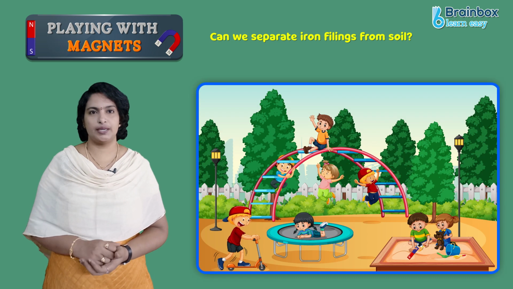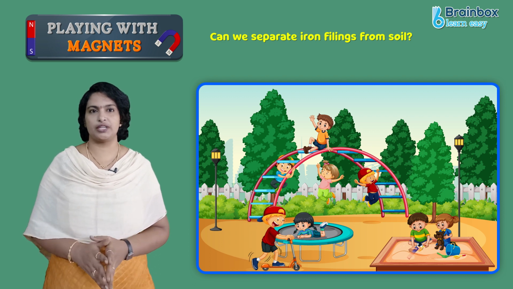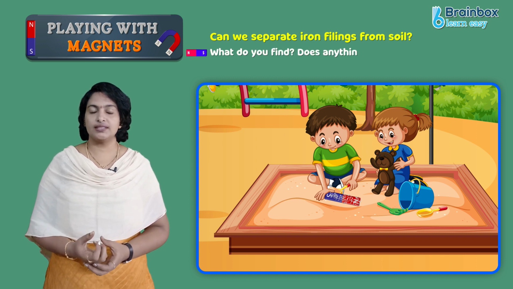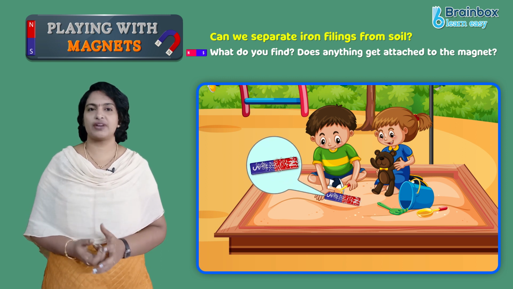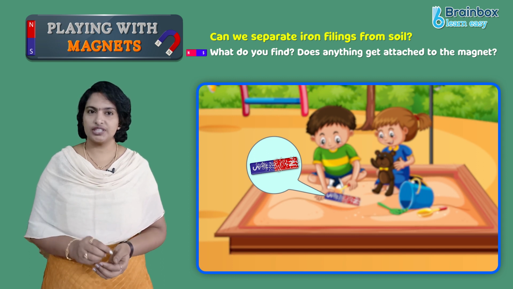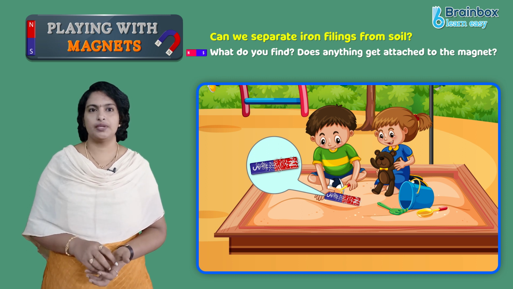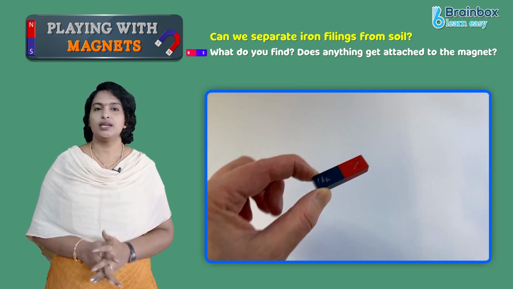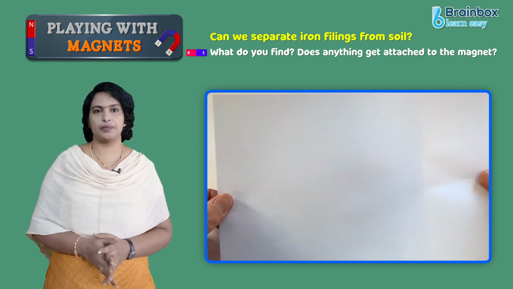Yes. First take a bar magnet and roll it in the soil in your school ground for some time. Pull out the magnet. What do you find? Does anything get attached to the magnet? Yes, you may find some dark particles of soil sticking to the magnet. Now gently remove all these dark particles from the magnet and collect them in a sheet of paper. These are called iron filings. Now spread some iron filings uniformly on a sheet of paper.